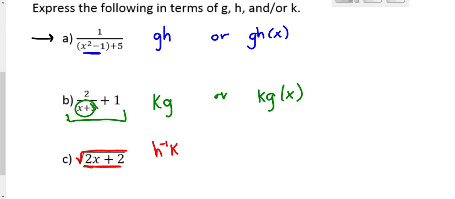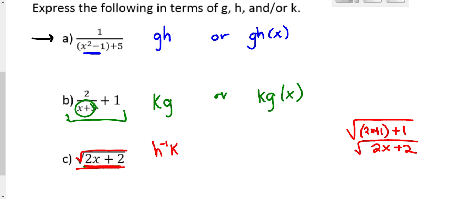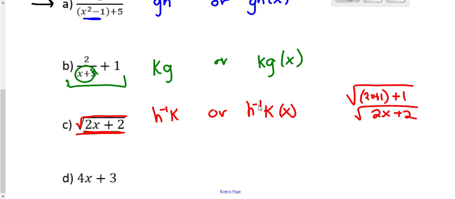Because if we did have the square root of x plus 1 and we plugged in 2x plus 1, well, that would give us the square root of 2x plus 2. And that's what we have. So remember, we can write this as h inverse of k of x. And then this last one. So let's look at part D.